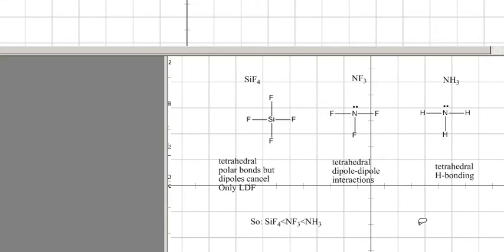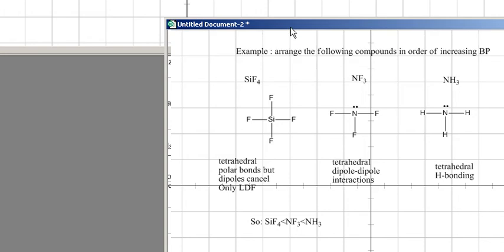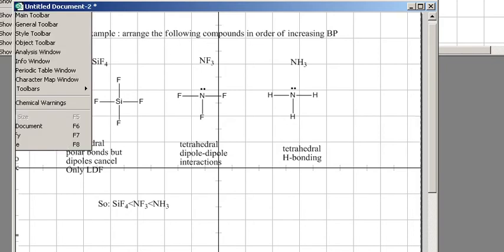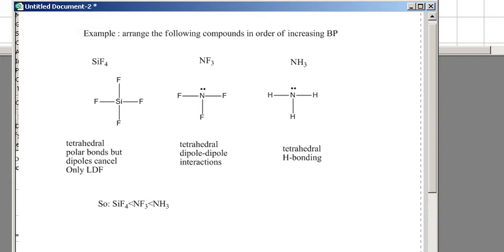So if we look at an example of this, let's arrange the following compounds. Let me change this view a little bit, get rid of the crosshairs. Let's arrange the following compounds in order of increasing boiling point. So we've got silicon tetrafluoride, nitrogen trifluoride, and ammonia. The first thing we want to do is come up with accurate Lewis structures of all three of these, and these are the Lewis structures.